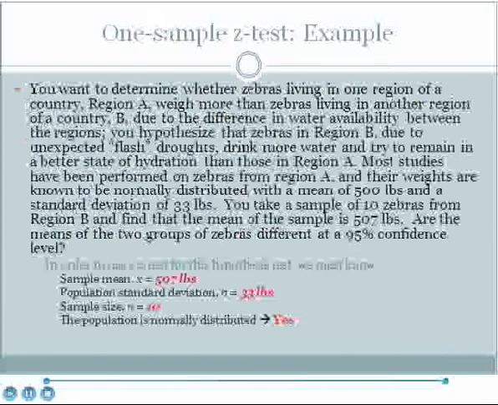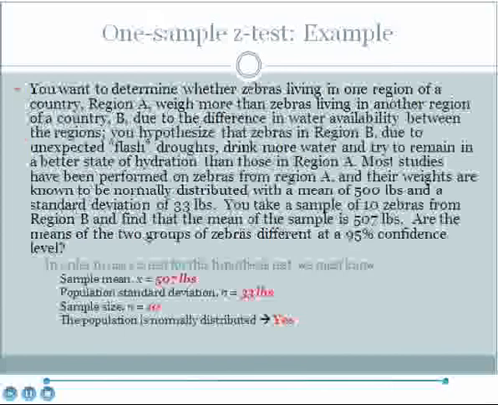Most studies have been performed on zebras from region A, and their weights are known to be normally distributed with a mean of 500 pounds and a standard deviation of 33 pounds. You take a sample of 10 zebras living in region B and find that the mean of the sample is 507 pounds. Are the means of the two groups of zebras different at a 95% confidence level?